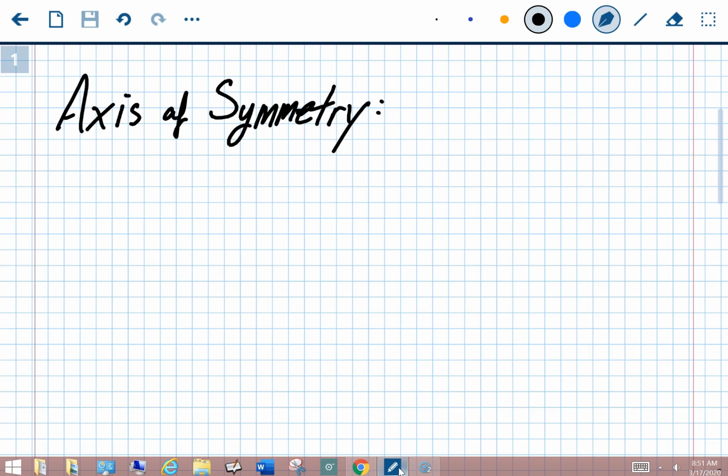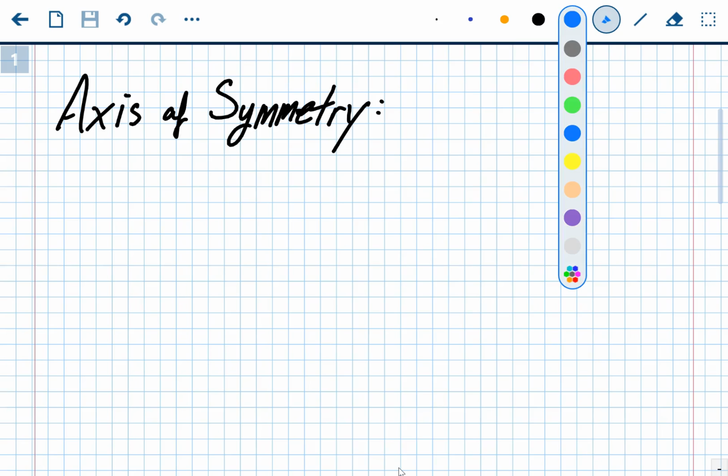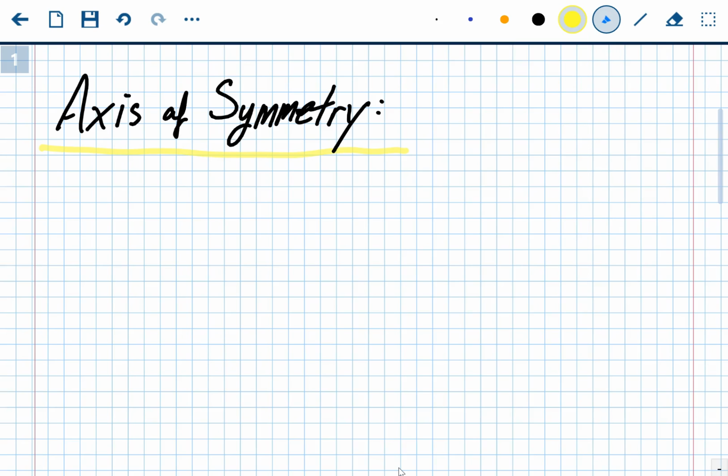How do we find the axis of symmetry? How do we find the vertex if we're not given a graph or if we don't want to graph it? Because graphing's a pain. It takes a while. We should learn ways to figure out this stuff just given an equation, just given a quadratic standard form equation. All right, and I'm splitting these up because no one wants to watch a 20-minute video, so I'm making a bunch of shorter ones.